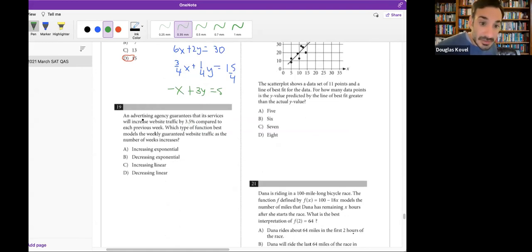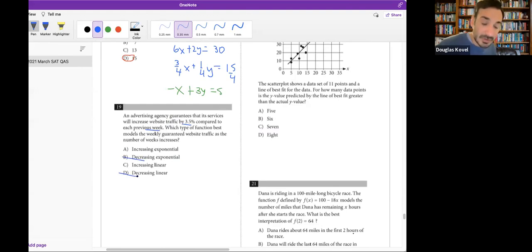So here it tells you an advertising agency guarantees that its services will increase website traffic by 3.5% compared to each previous week. Which type of function best models the weekly guaranteed website traffic as a number of weeks increases? So we know that the traffic's going up by 3.5% each week compared to the previous week. So it's pretty obviously going to be an increasing function. Decreasing would mean it would be going down. So I could get rid of B and D.